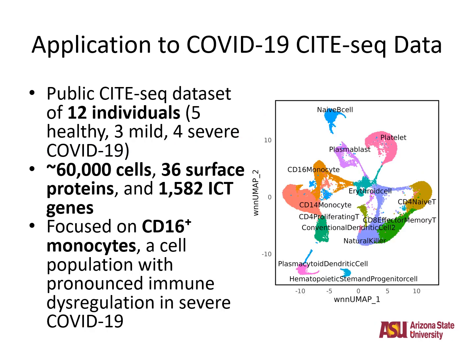To demonstrate MPET, we applied it to a publicly available site-seq dataset from COVID-19 patients. The dataset included samples from 12 individuals comprising approximately 60K cells. We focused our analysis on CD16 plus monocytes because this population exhibits marked immune dysregulation in severe COVID-19, making it an ideal model for studying how ICT influences surface protein expression.